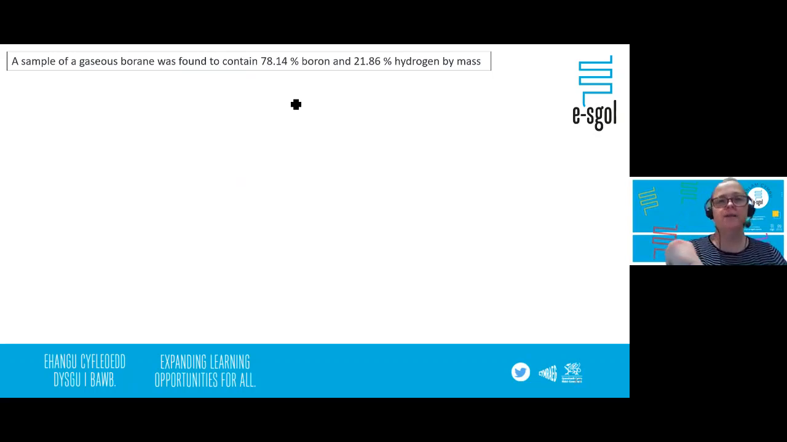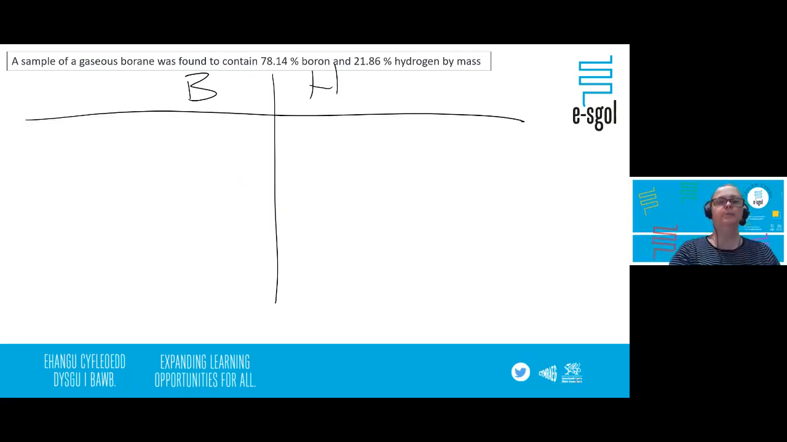So I always tell my pupils, split it up into 2 columns for me, put boron on one side for me, put hydrogen on the other side for me. Okay, so it clearly says in that question you got 78.14% boron. So the first thing I want you to do is go 78.14 and you divide it by the AR. Don't forget you've got that data sheet which will have the periodic table in it. So from there you will be told that the AR of boron is 10.8. Happy days. Okay, hydrogen therefore is 21.86.